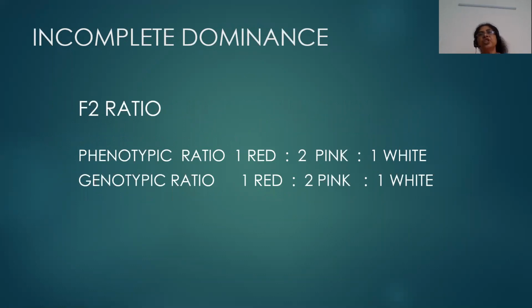And if you can see, the genotype is also the same. The phenotypic ratio and the genotypic ratio of incomplete dominance is the same. Whereas in Mendel's complete dominance, the phenotypic ratio was 3:1 and the genotypic ratio was 1:2:1. This is the major difference between a complete dominance monohybrid cross and an incomplete dominance.